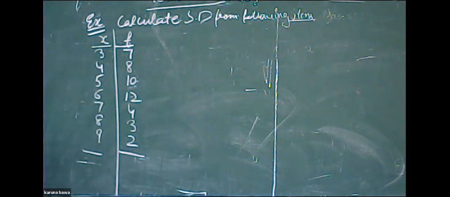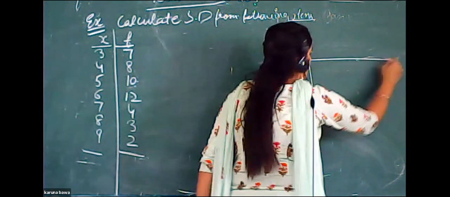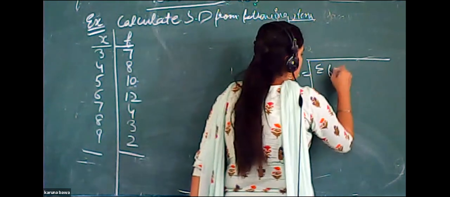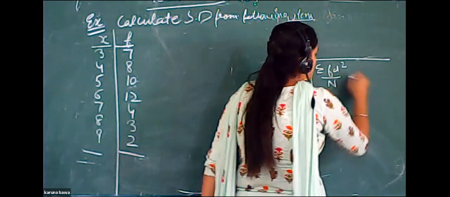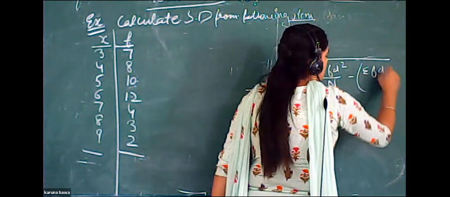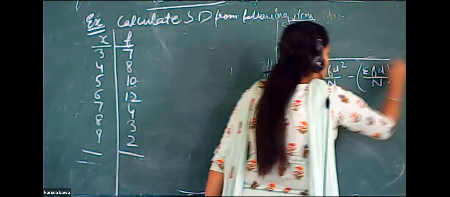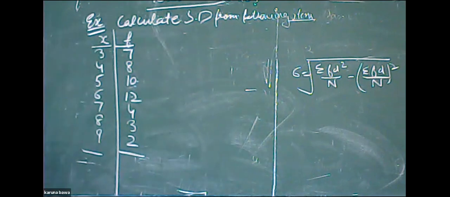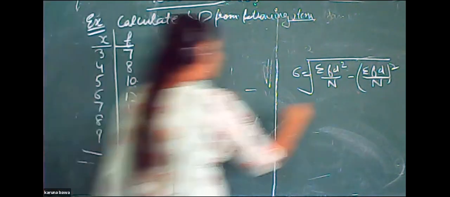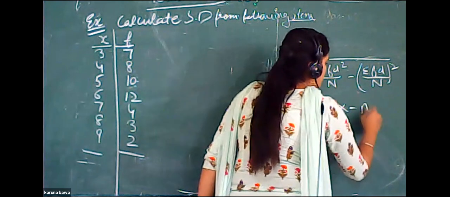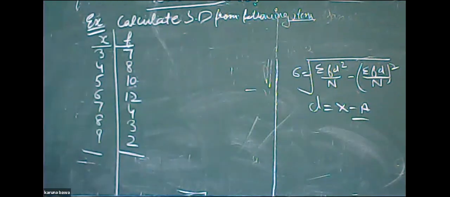First of all, the formula of the discrete series is: standard deviation is equal to the square root of summation f d square divided by n, minus the square of summation f d divided by n, where d is the deviation, x minus A. So, let's start with the example.